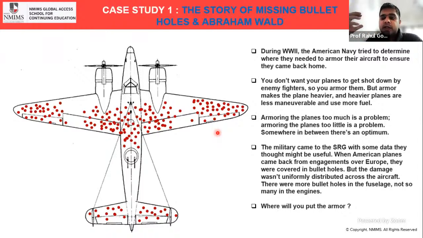And one question could be, why can't we put armor throughout the plane? That is not a sensible decision, because armoring the plane too much is a problem, it makes them heavy, and armoring the planes too little is a problem because then there's a concern on the planes coming back from the war. So it is not that they had a free hand on putting armor everywhere on the plane, so they have to be selective and cautious about it.